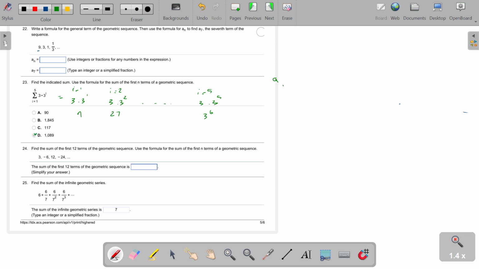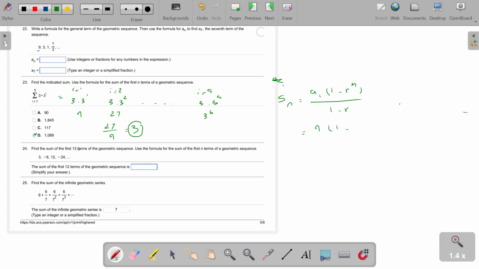I'm going to write S_n is equal to a_1 times (1 minus r to the power of n) divided by (1 minus r). This is the formula for the sum of n terms of a geometric sequence. So that's why I needed to find a_1 and also r. I know a_1 is 9, but what is my r value? So I needed to find a_2. Then I divide 27 by 9, which is equal to 3. So I know the r value is 3.